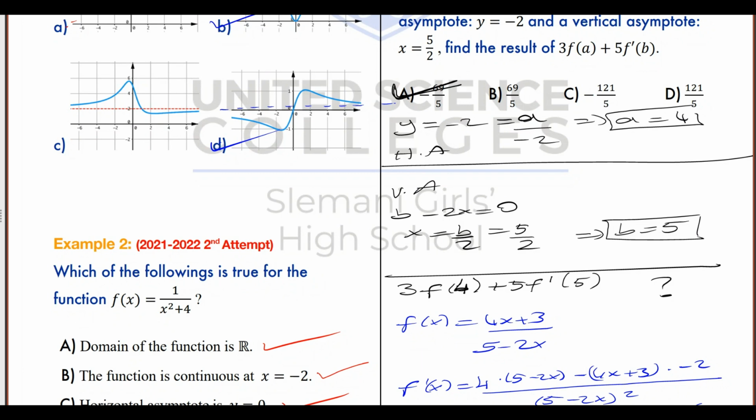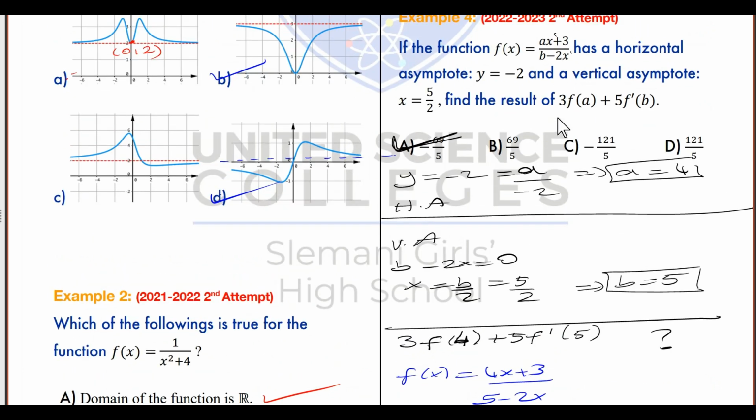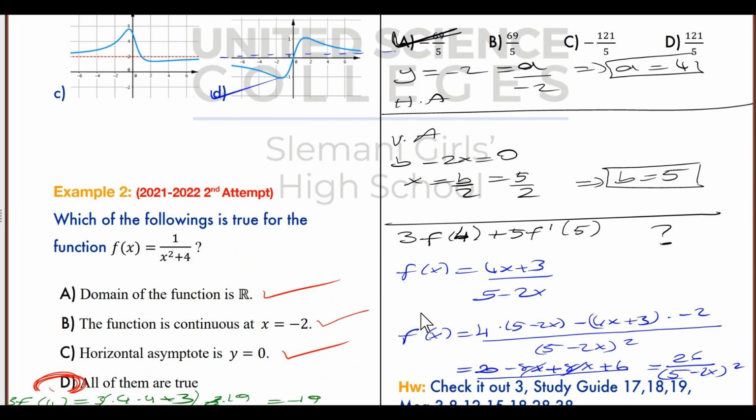So this is a pretty nice question. In the same question, they ask the horizontal asymptote, vertical asymptote, and taking the derivative of the quotient, evaluating functions. There are too many topics combined in one question.